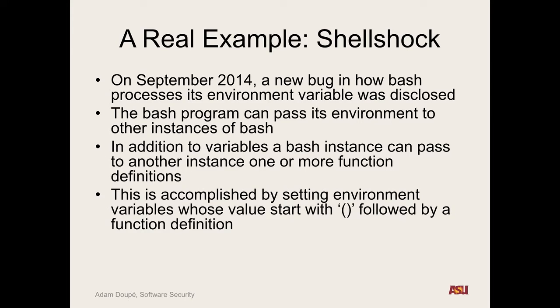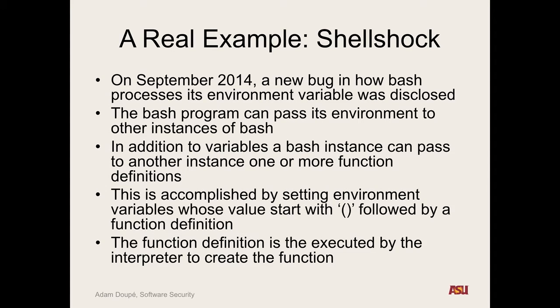So what you do is create a new environment variable that starts with left paren and right paren, and everything after that is a function definition. By itself, that's fine, but when Bash is started, it goes through all the environment variables, looks for any variable whose value starts with these parens, and then executes that code in order to create that function. Makes sense. That's how you create this function.